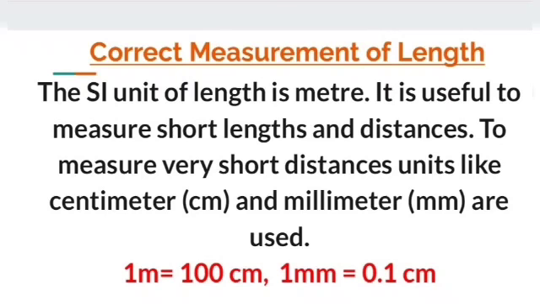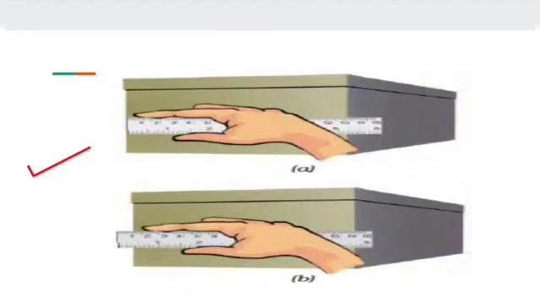It is useful to measure long lengths and distances. To measure short distances, then centimeter is used. Okay, and to measure very short distances, millimeter is used. 1 meter is equal to 100 centimeter. Now suppose we want to measure the length of a rectangular box. Okay, so the ways which are shown in picture A and B are correct.